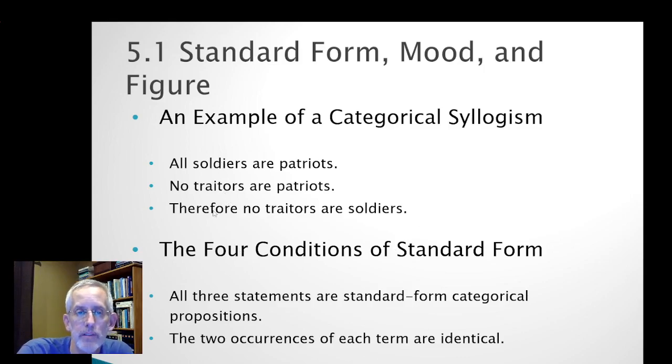Second rule then, just to reiterate, is that the two occurrences of each term have to be identical. And you see that in this categorical syllogism. Soldiers and soldiers is identical, patriots and patriots, traitors and traitors.